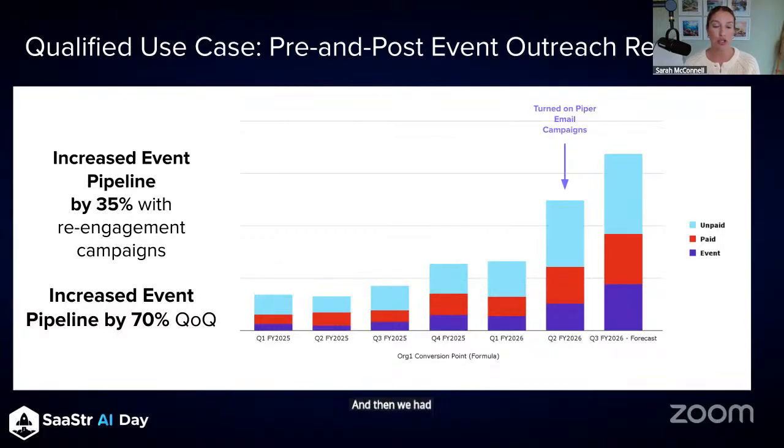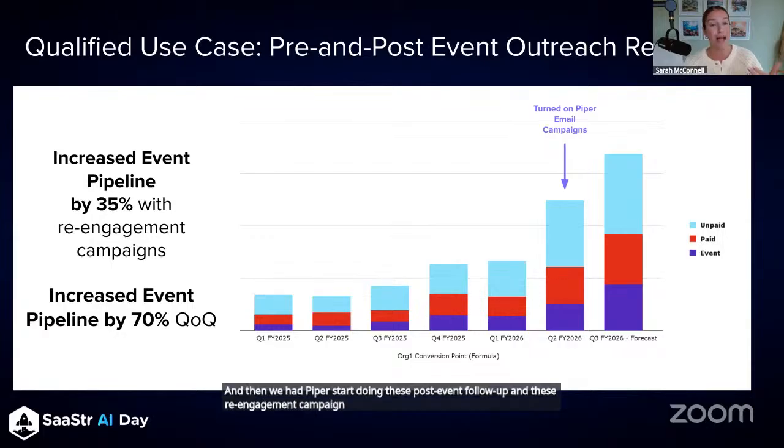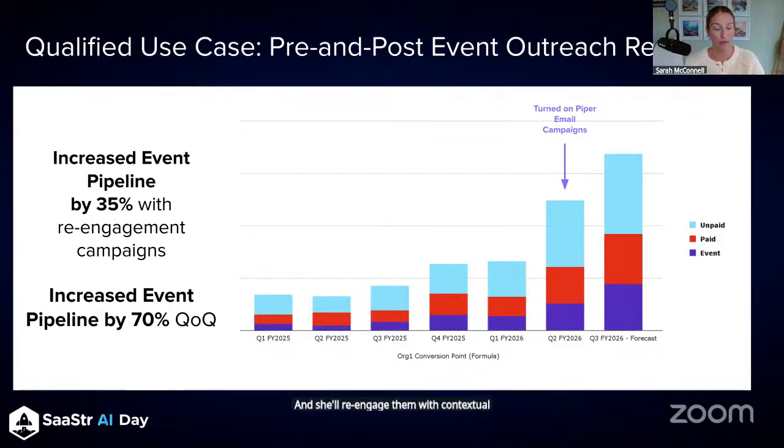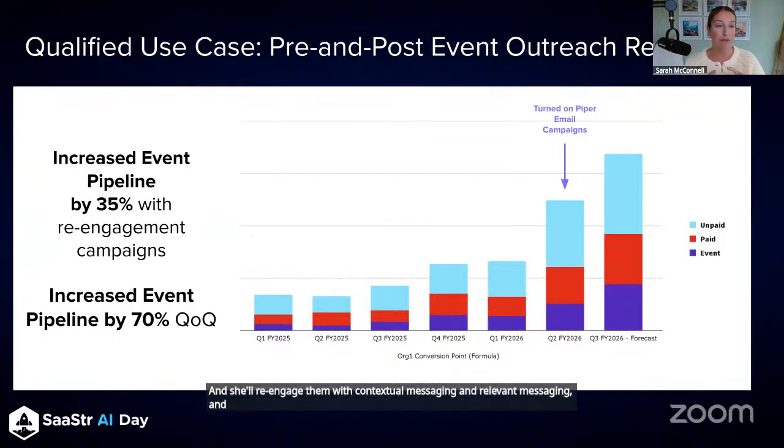And then we had Piper start doing these post-event follow-ups and these re-engagement campaigns. So she'll go back to these event leads from a quarter ago or 2 quarters ago, and she'll re-engage them with contextual and relevant messaging. And we're able to grow that event pipeline.